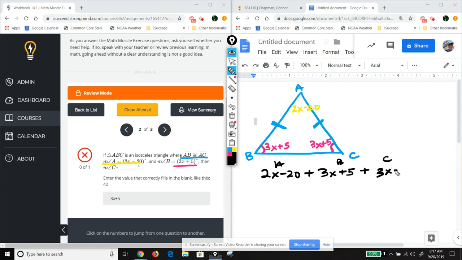3x plus 5, sum to be 180 degrees. And then we are going to simplify, solve for x, and then use that substitution to plug it back in for angle C. All right. So this is why it's not just 3x plus 5. We have to use this formula here, solve for x, and then use that substitution back in there.